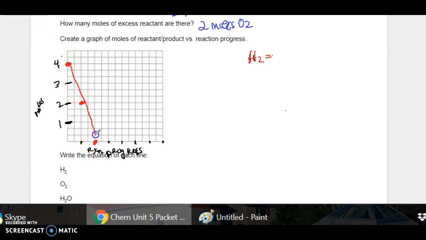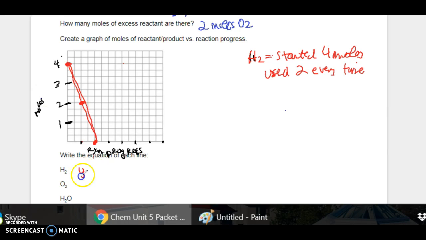Okay, so my hydrogen line is going to look like this. I started with 4 moles, and I used 2 every time. That's coming from my coefficient. So if I want to write this as an equation of a line, it's going to be y equals mx plus b. The slope is -2 because I'm losing 2 moles each time, and the y-intercept is 4 because that's how much I started with.